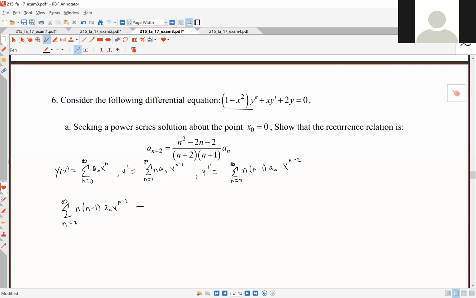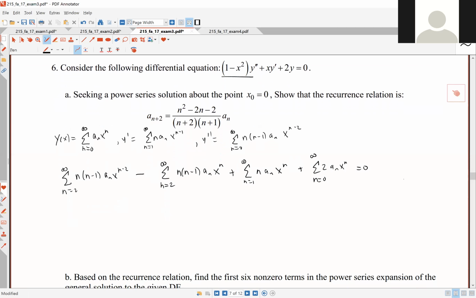And then we'll have minus x squared times that. So that will be from n equals 2 to infinity. x squared times that is x to the n. Plus x y prime is going to be sigma n a n x to the n, n equals 1 to infinity, plus 2 a n x to the n, n equals 0 to infinity, equals 0.